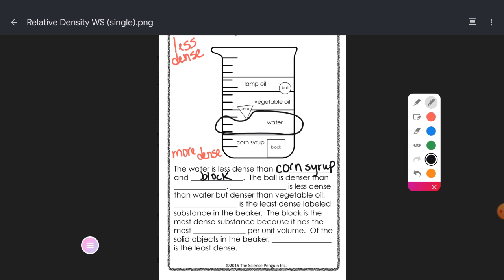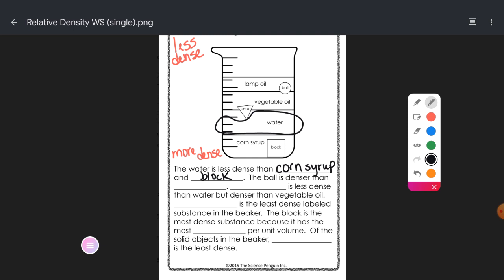The ball is denser. What does it mean if it is denser? Brady? Yeah, more dense. Denser means more dense. Did you have a question about something else? Yeah. I put the block in corn syrup and you said I got it wrong. Okay, maybe I don't know. Just fix it. I didn't take a grade.